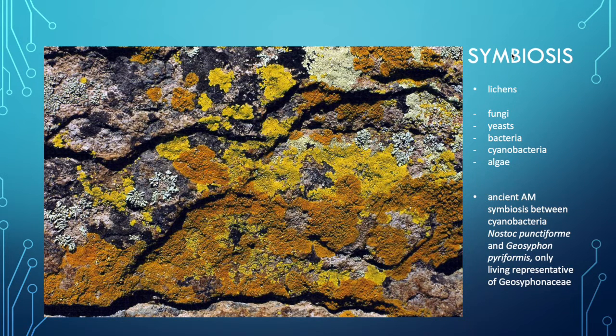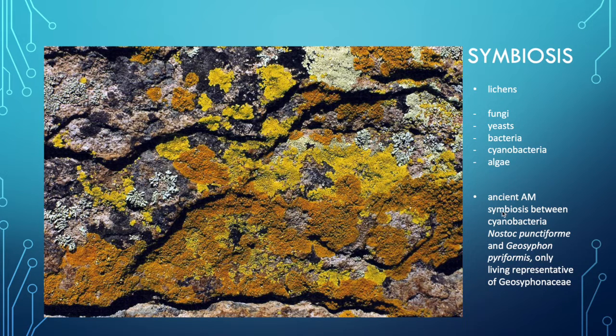So besides the lichen symbiotic relationships that we see, a very interesting notion is that before arbuscular mycorrhizal fungi actually were symbiotic with land colonizing plants, they have also been found to already be symbiotic in the more ancient pre-plant era. They have been found to be symbiotic with cyanobacteria, in particular Nostoc punctiforme, and Geosiphon piriformis, which is symbiotic with Nostoc, is the only living representative of a very ancient lineage of arbuscular mycorrhizal fungi called Geosiphonaceae.